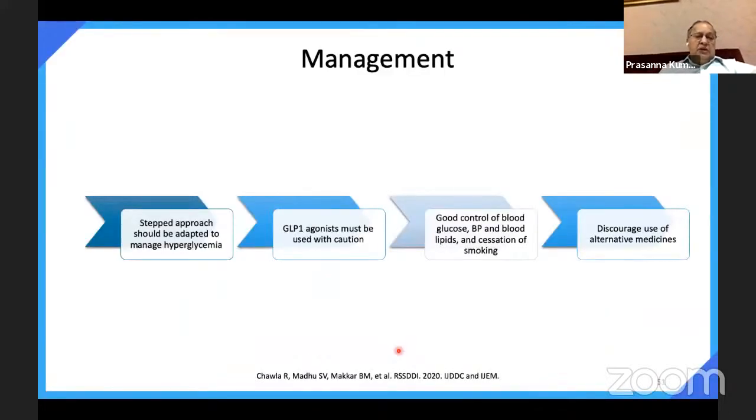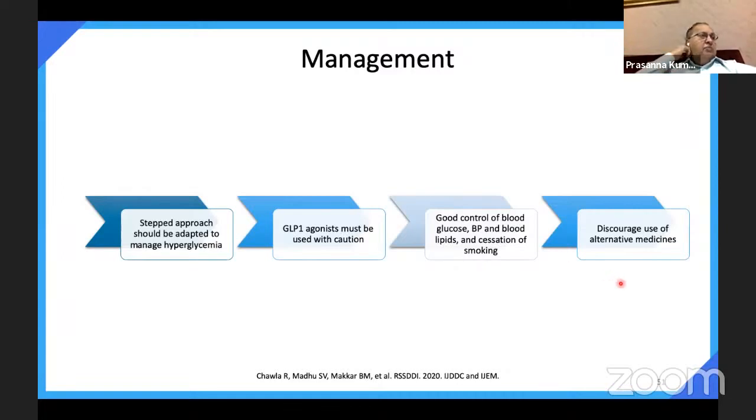How to manage this? A stepped approach should be adopted to manage hyperglycemia. GLP-1 analogs must be used with caution. Good control of blood glucose, blood pressure, and lipids. Ask the patient to stop smoking. These are all the 4 things. Poorly controlled diabetes, lipids, blood pressure, and smoking can worsen retinopathy.